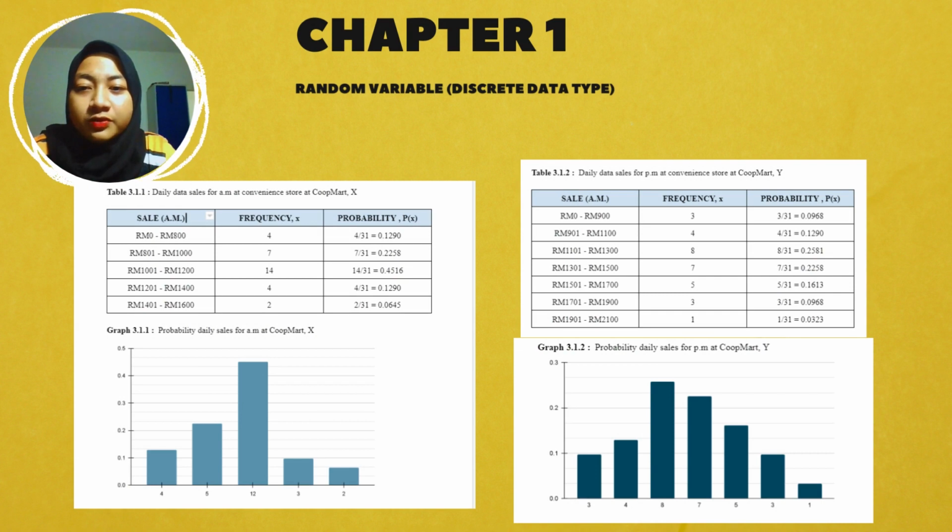Okay, so for chapter 1, I took the daily sales data for AM and PM at the convenience store in Co-op Mart. This is the data that I get, and I divide it into ranges. This is for AM and this is for PM, and the graph also.